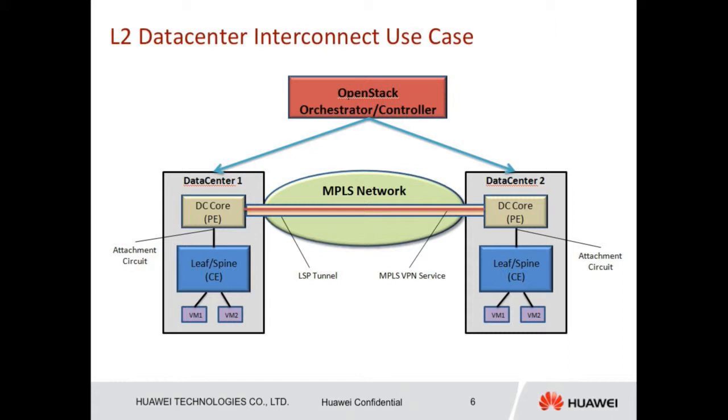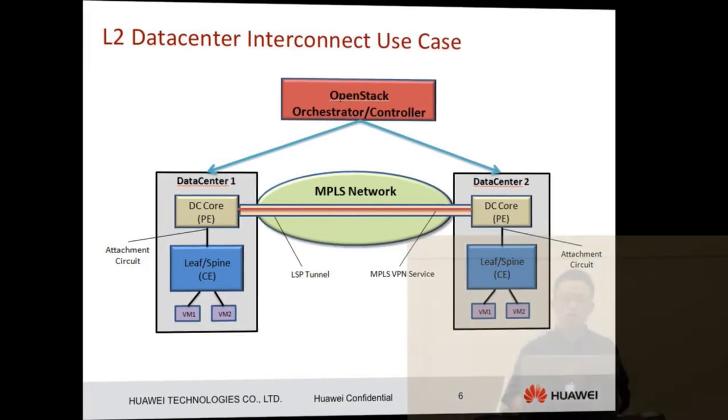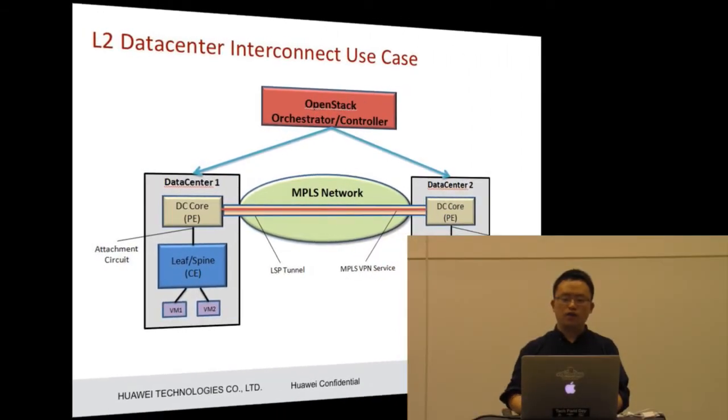This is the L2 data center interconnect use case. This model will support both L2 and L3. In the L2 scenario, we would use the attachment circuit, which would typically be a sub-interface on the PE physical interface, representing a set of VLANs. VM1 and VM2 belong to a certain tenant. We should use VLAN encapsulation for the tenant network. Then this VLAN should be incorporated in the PE attachment circuit. The LSP tunnels are established before, and we create an MPLS VPN service using that attachment circuit and tunnel.